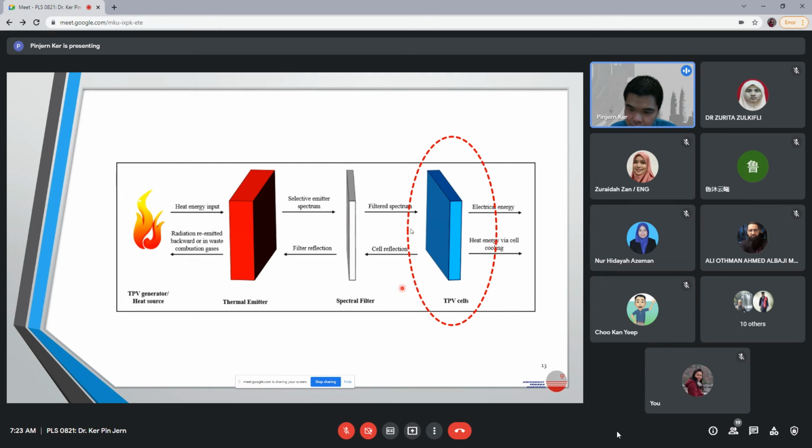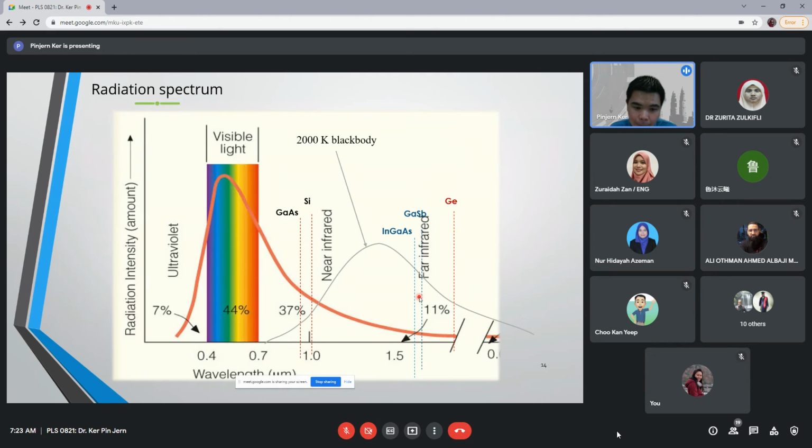So our focus is on the cell. In this case, we are looking at a spectrum of more than 2000 Kelvin. Therefore, as we said, you cannot just use silicon or gallium arsenide, because silicon will only harvest a very small portion of our radiation photons. So for this cell, we are looking at indium gallium arsenide cell. We are looking at gallium antimonide cell.